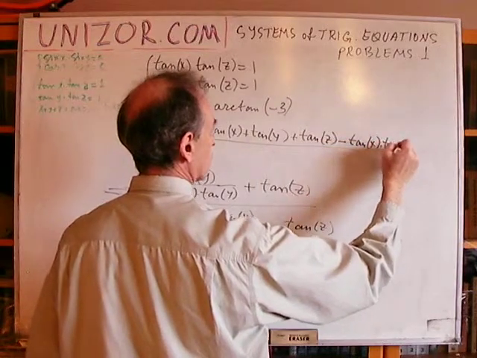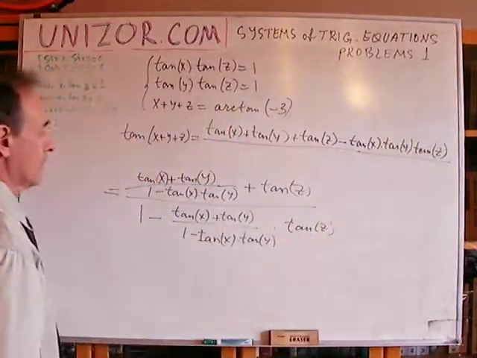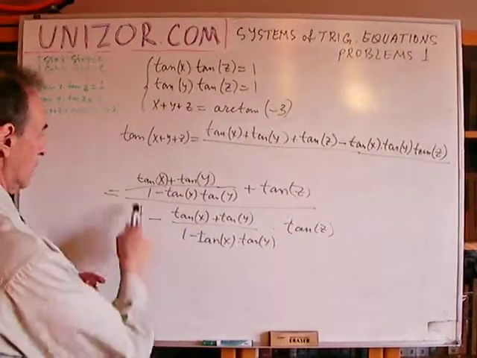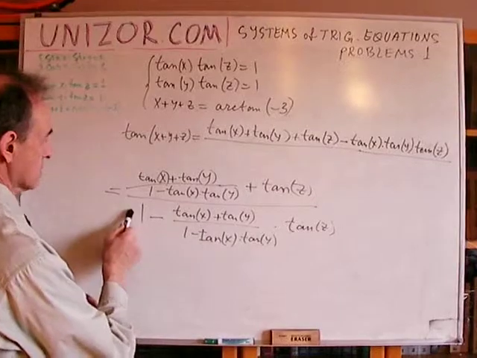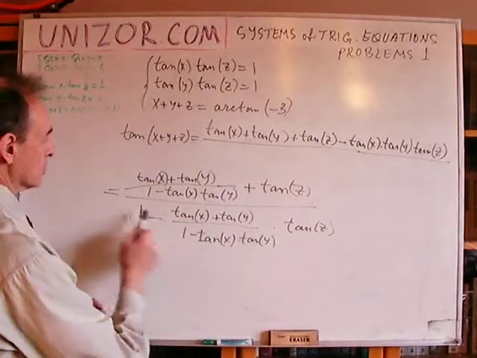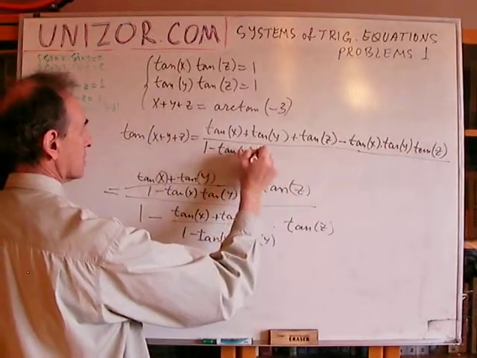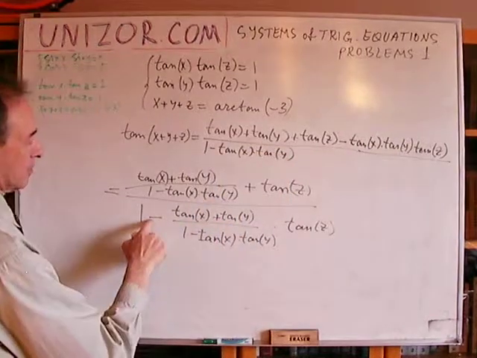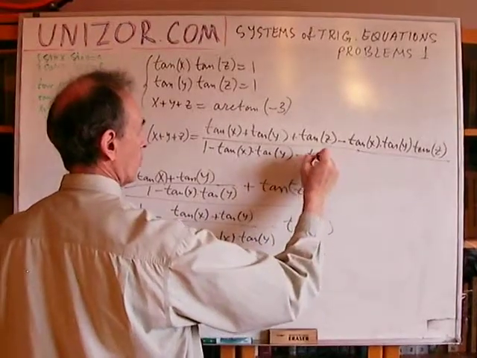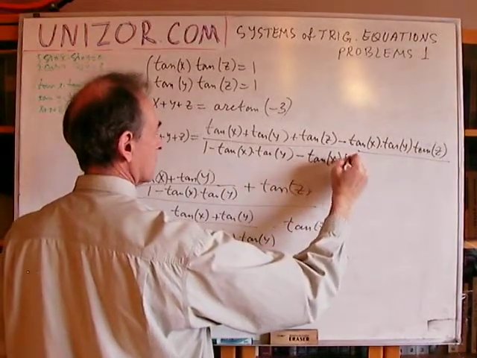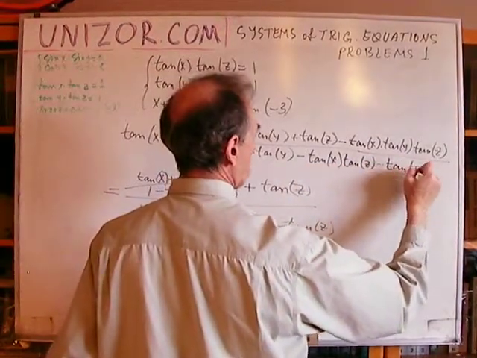Tangent x, tangent y, tangent z. That's my numerator. Now, what will be in the denominator? So the denominator part of this thing, it's 1 minus tangent x, tangent y, minus this times this, which is tangent x, tangent z, and minus again tangent y, tangent z.